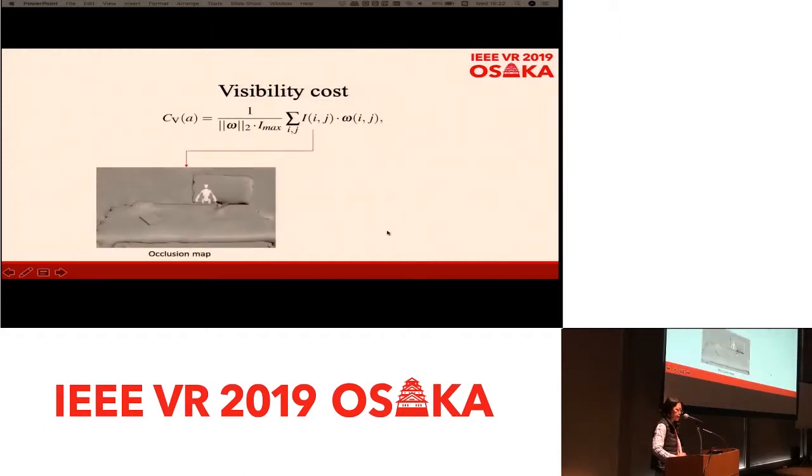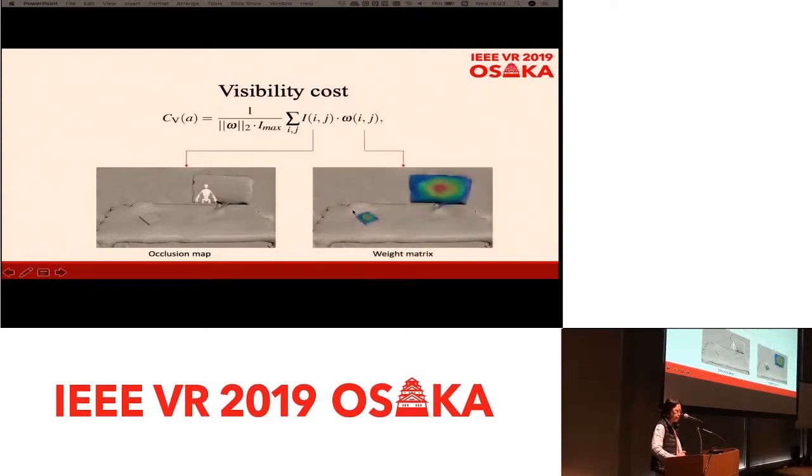For the visibility cost, we consider a weighted occlusion map. The occlusion map shown here is rendered from the user's viewpoint. The white-red region shows the parts of the key object occluded by the virtual agent. On the left is a weight matrix, which denotes how important each point on the key object is.